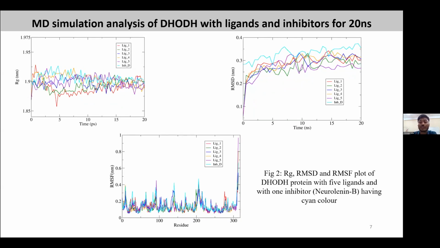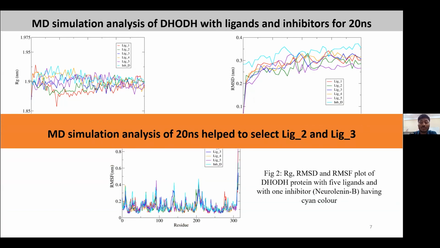Now we have done the MD simulation of 20 nanoseconds for the DHODase protein with the ligands. Here also you can see that in all the cases, that is Rg, RMSD, RMSF, ligand 2 and ligand 3 showed considerable stability. The main motive of doing 20 nanoseconds in this work is to select 2 ligands from the other ligands, and thus ligand 2 and ligand 3 have been selected for our next analysis.